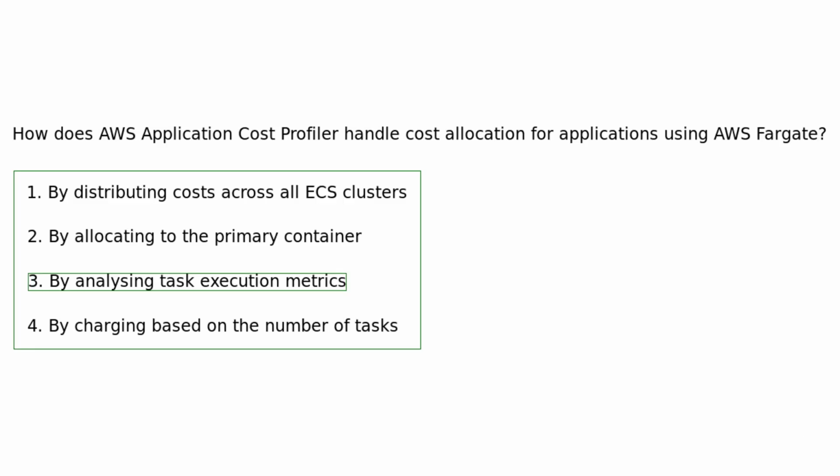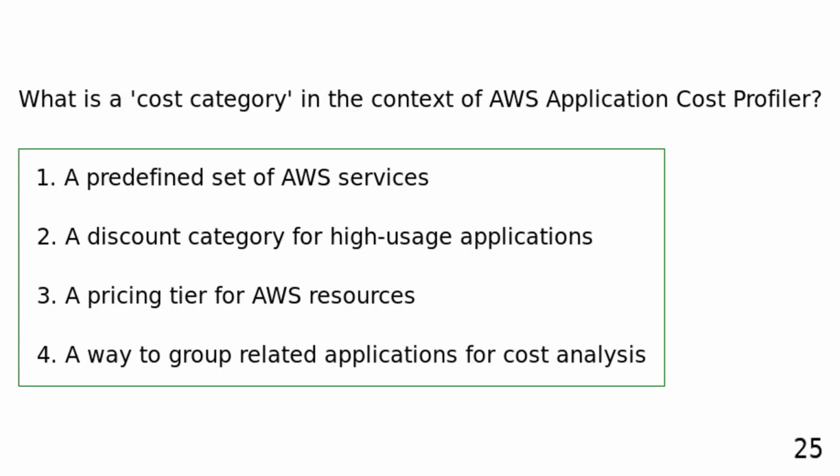AWS Application Cost Profiler uses task execution metrics from AWS Fargate to allocate costs, considering factors like vCPU, memory usage, and duration for each application's tasks. What is a cost category in the context of AWS Application Cost Profiler?